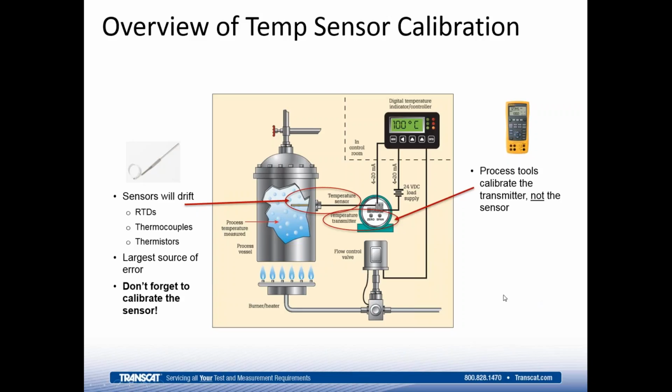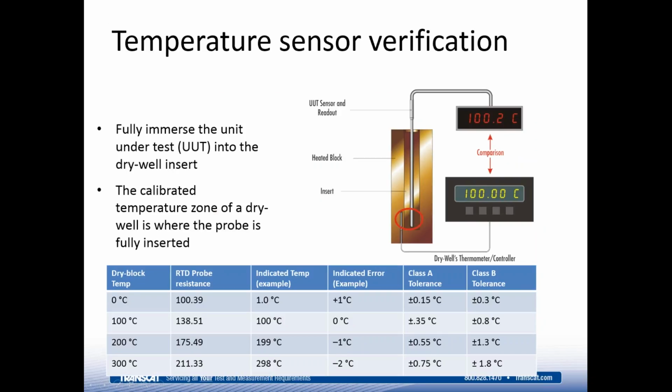Let's see. Oh, and just to point out one other thing: what you use to calibrate the electronics of a system like this is something like a Fluke 754 or a Fluke 726. You can check the 4 to 20 milliamps. You can pass a simulated temperature signal and compare the output on a temperature indicator. But that is just part of the process of doing the calibration. To include the temperature sensor, we're going to need a dry block calibrator, and so that's what we're going to talk about now. So let's say we're going to do a temperature sensor verification using a dry block.